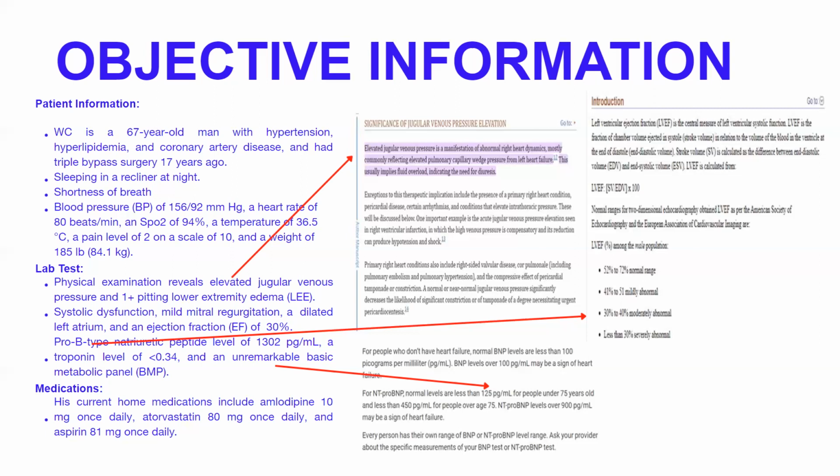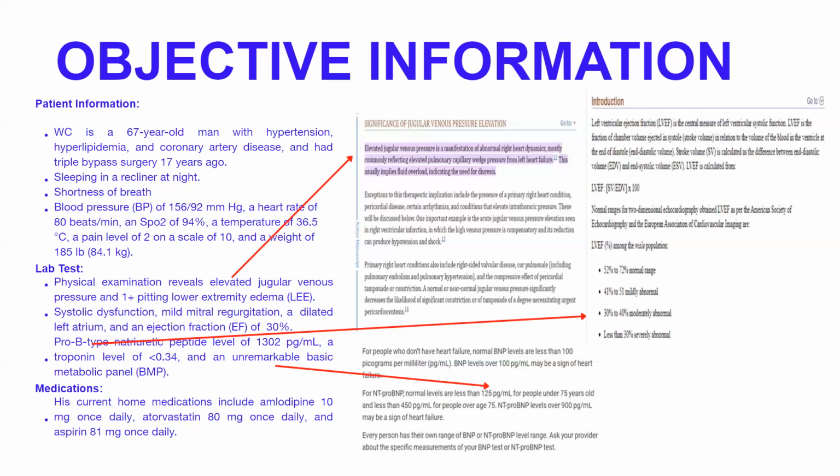The second one is systolic dysfunction, mild mitral regurgitation, dilated left atrium, and an ejection fraction of 30%. So based on the National Library, 30% to 40% is moderately abnormal. And the third one is the pro-B-type natriuretic peptide level of 1,302 pg per ml, a troponin level of less than 0.34, and an unremarkable basic metabolic panel.